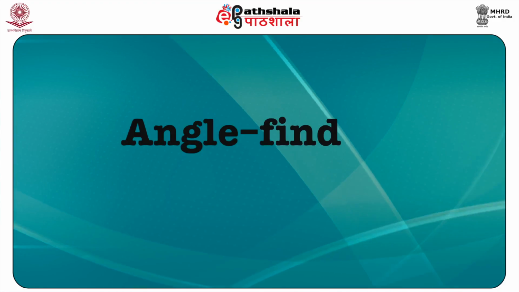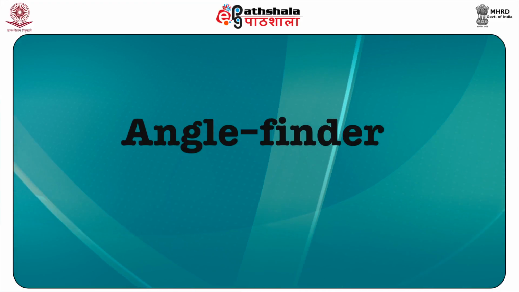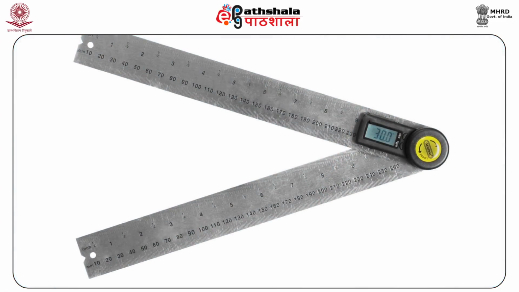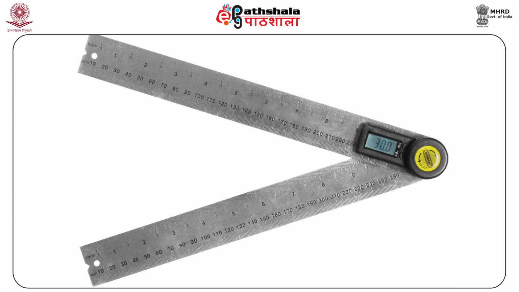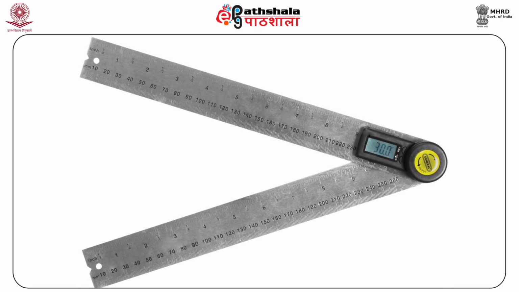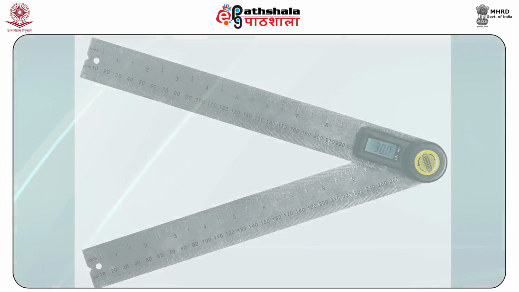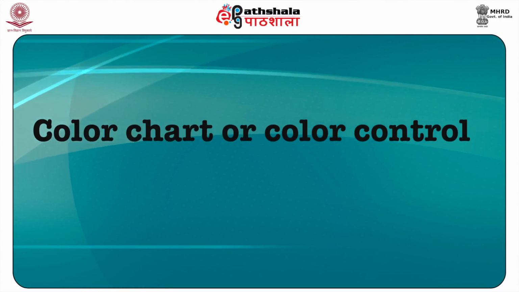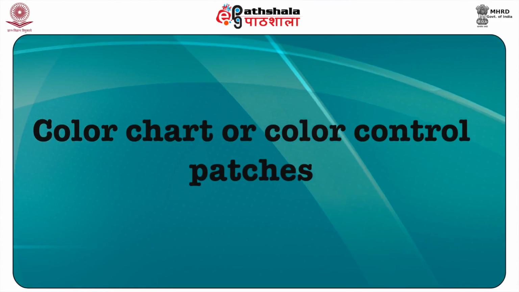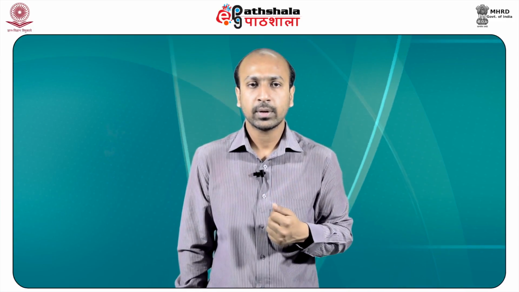Now, the next is the angle finder. An angle finder is used to help position a camera for photographing certain types of evidence at the crime scene. Now, the next is the color chart or color control patches. Color charts or color control patches are valuable for color reference in injury photography.